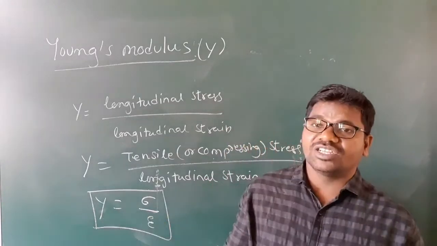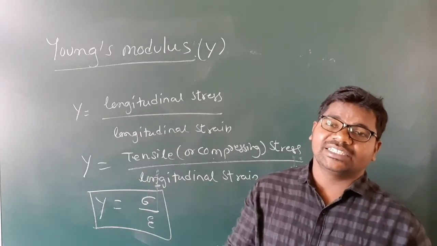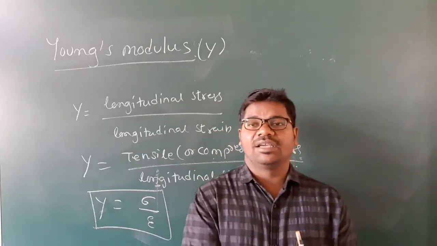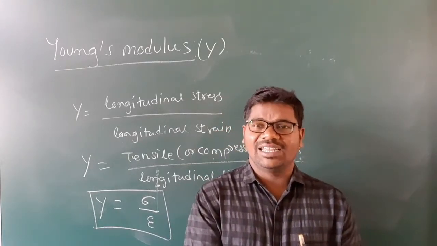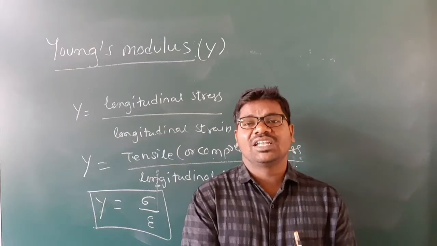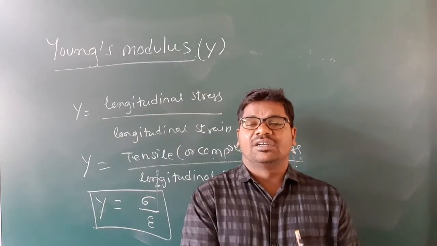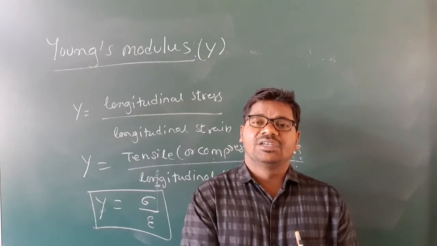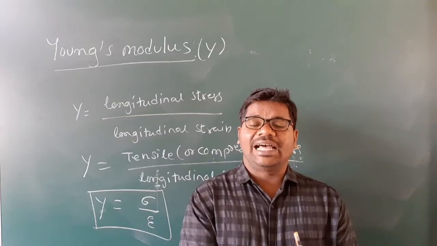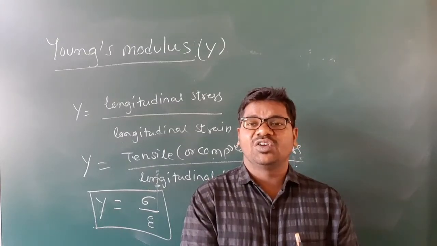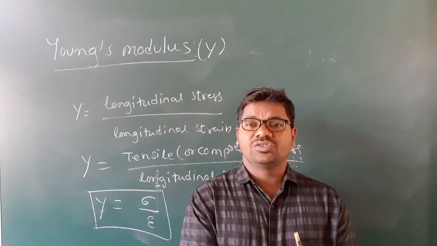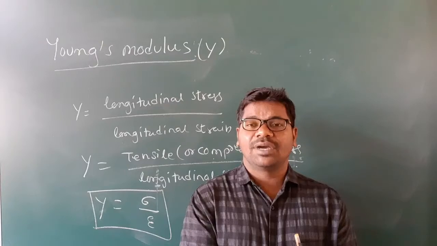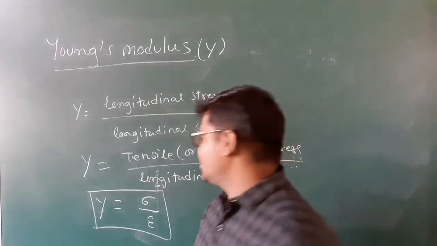So what is the definition of this Young's modulus, my children? The ratio of longitudinal stress divided by longitudinal strain is called Young's modulus. This longitudinal stress, you can also call it tensile or compressing stress. Okay, understand? Longitudinal stress is denoted sigma. Longitudinal strain is denoted epsilon. So Y is equal to sigma by epsilon. Okay, so understand, my children.